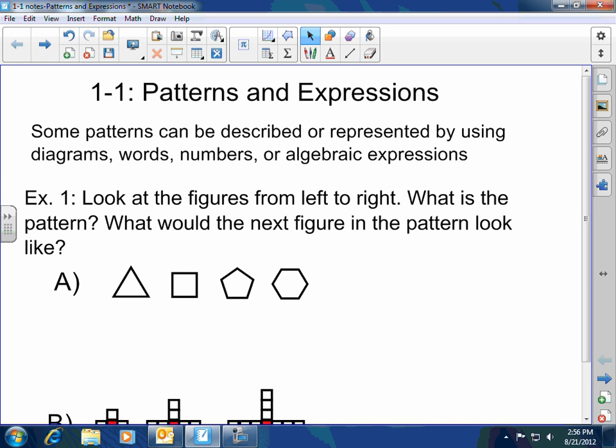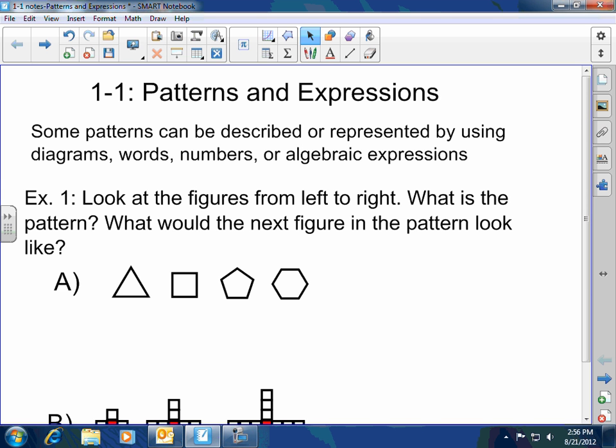Well, one thing that we've got to really understand is that some patterns can be described or represented by using diagrams, words, numbers, or algebraic expressions. And we'll get into the definition of what an algebraic expression is very soon.